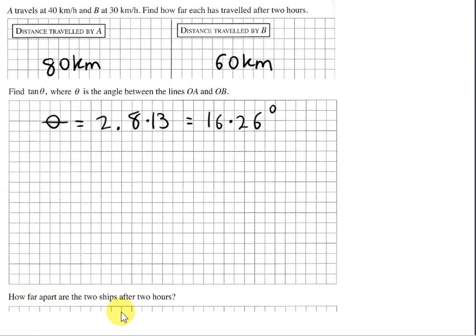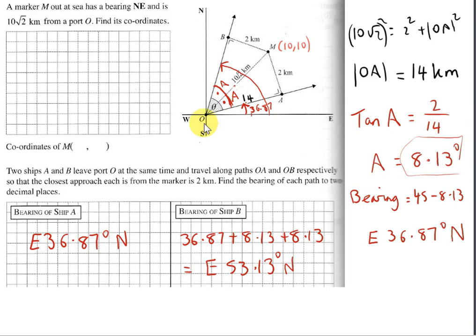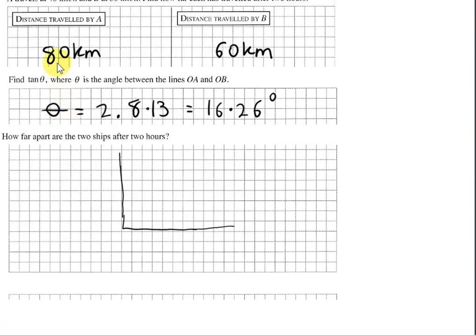How far apart are the two ships after 2 hours? So the two ships left Port O at the same time, and in 2 hours ship A will have gone 80 kilometers. In 2 hours ship B will have travelled 60 kilometers. So here's the picture. We have the angle between the paths of both ships. It's 2 times 8.13, 16.26. And we want to see how far apart the ships are after 2 hours.